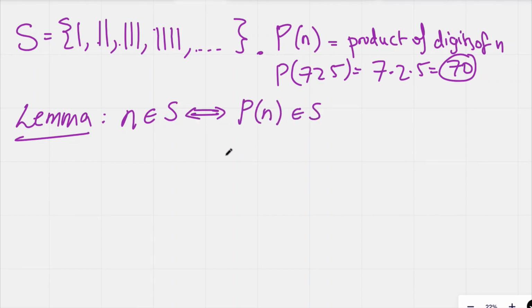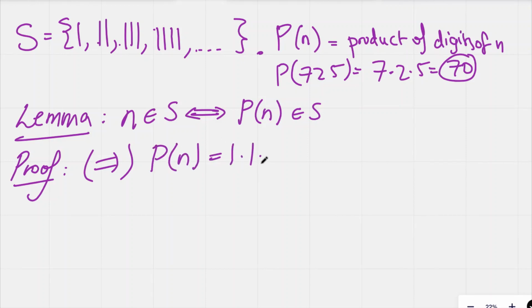So if I take a number n and it's in S, then p of n is in S, and also vice versa. If p of n is in S, that means that n must have been in S. So let's prove this lemma. Going from left to right is pretty straightforward. If n is in S, then n is a positive integer whose decimal digits only consist of 1s. So if I take the product of the digits, p of n will just be 1 times 1 times 1 and so on times 1, and that of course is 1, and 1 is definitely in S. Okay, so that's nice and straightforward.